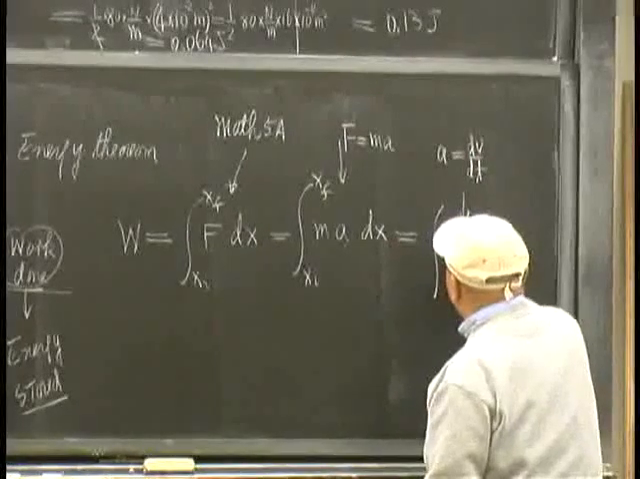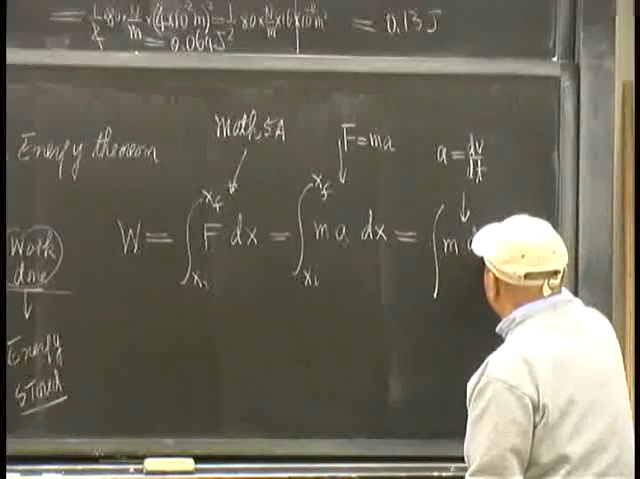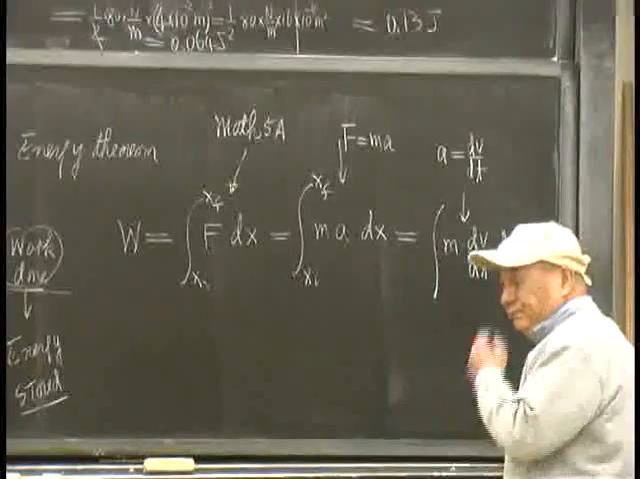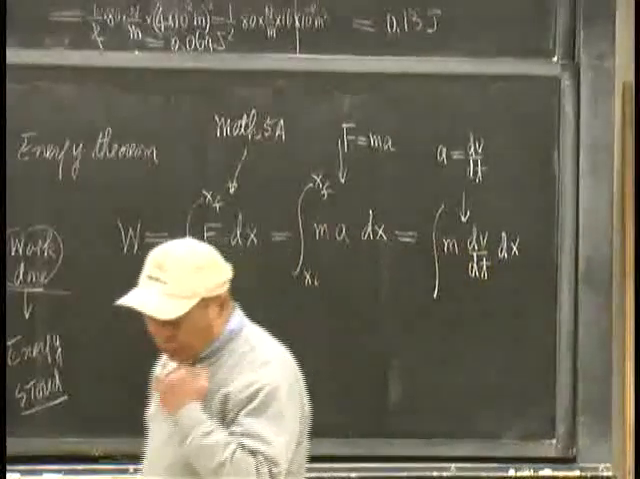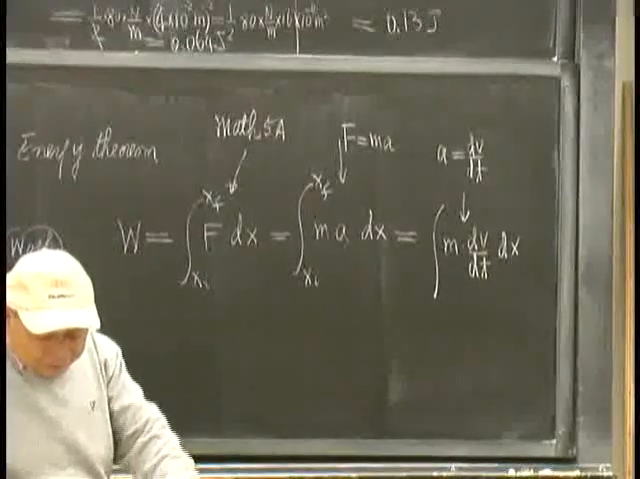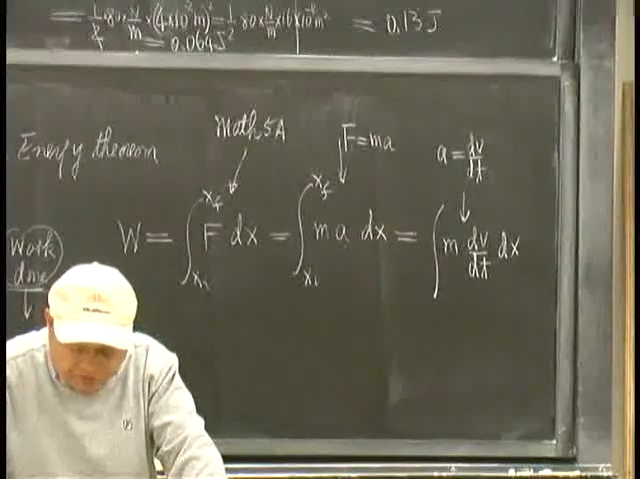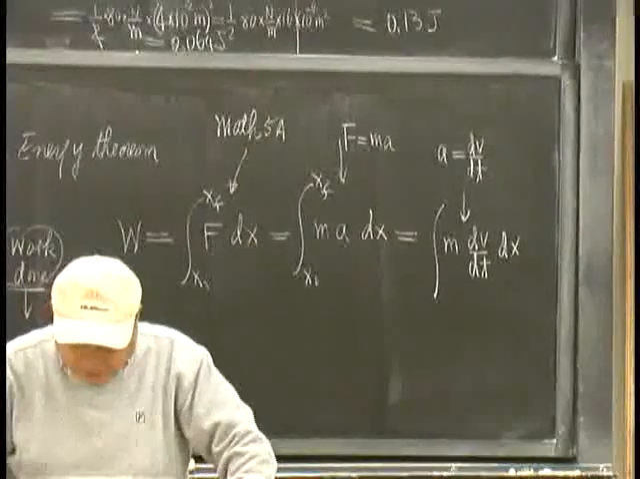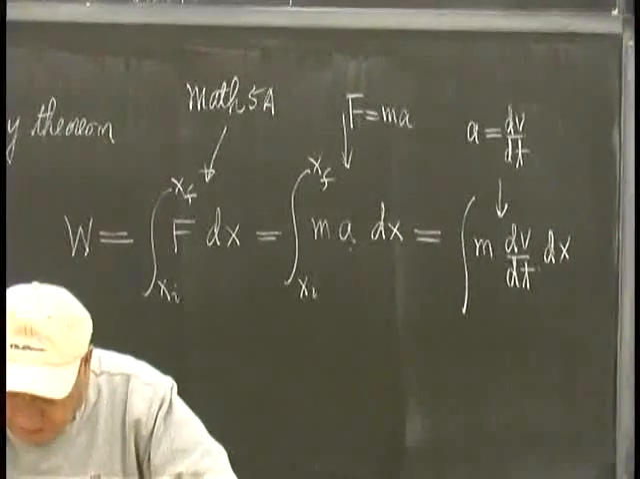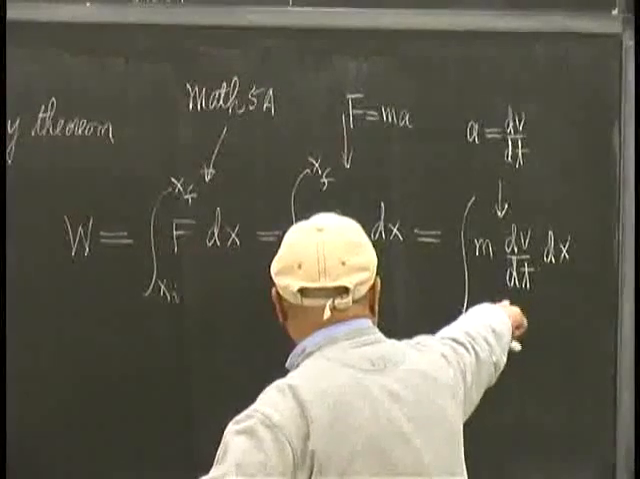So you go to m. In that case it is dv/dt, and then this is dx. Okay, so that's what we have. Now somehow we like to change the variable a little bit and try to solve the problem. Okay, so now we have a dv/dt.